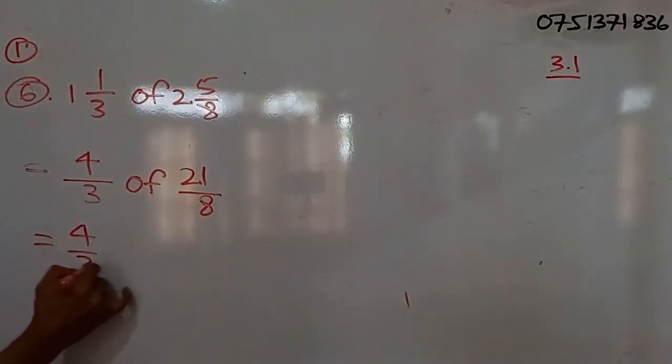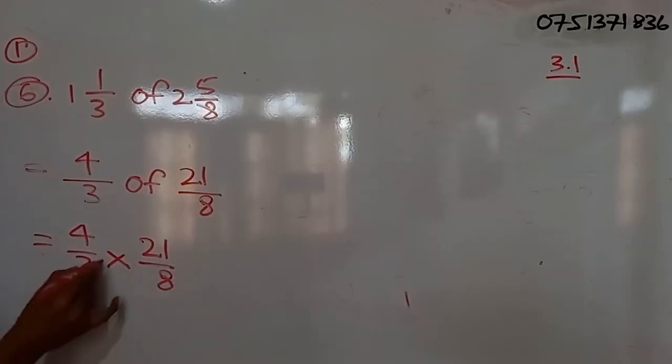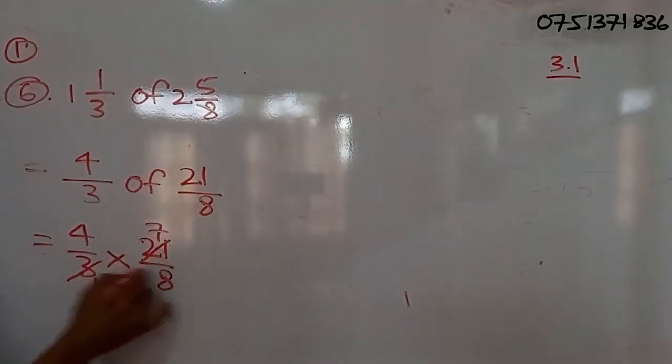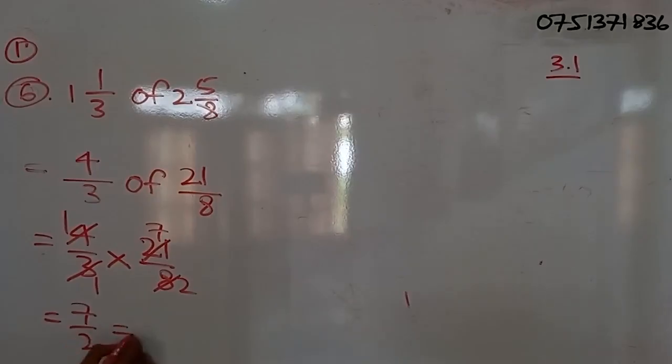Now, 4 by 3 multiplied by 21 by 8. 3 times 1, 3 times 7. 4 times 1 and 4 times 2. So I get the answer as 7 by 2, and I have to convert this into what?